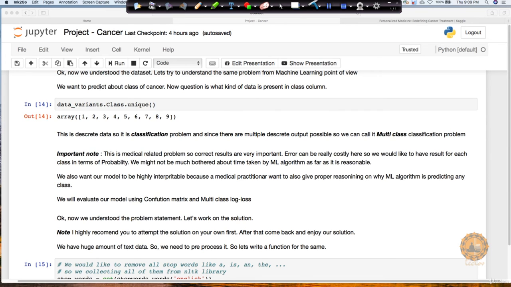I would highly recommend pausing here. Go ahead and try to solve this problem on your own, and later come back and start looking at the solution and enjoy it, right? Then you will realize what things you were missing out, and you can anytime come back and look at the things and start working on that.